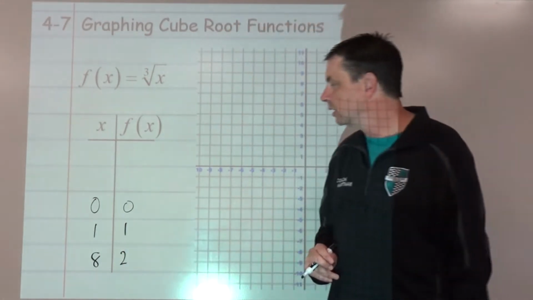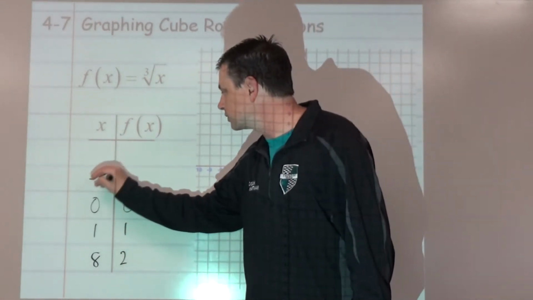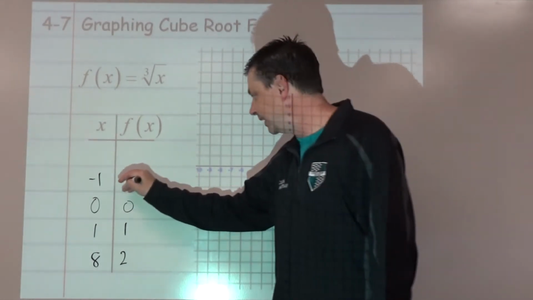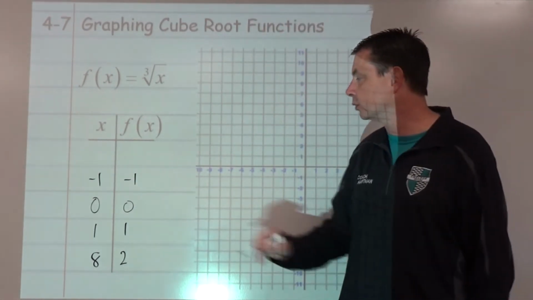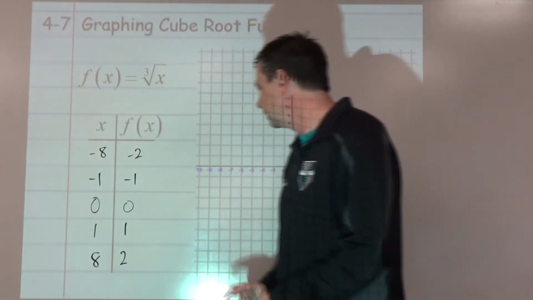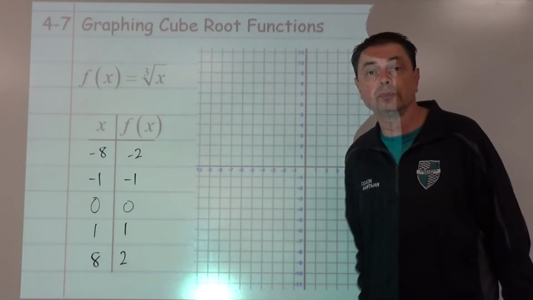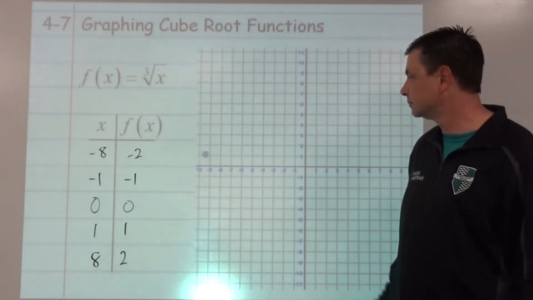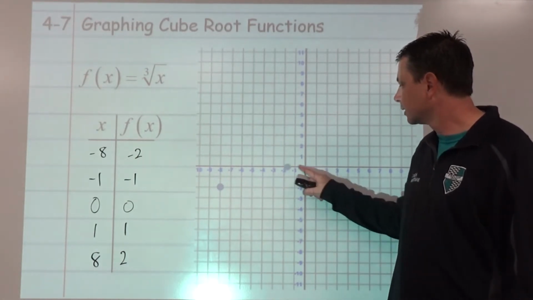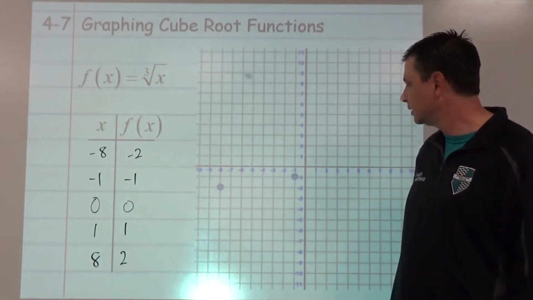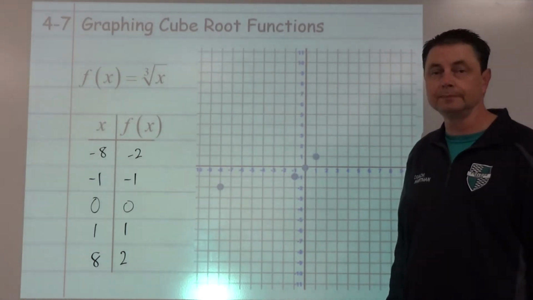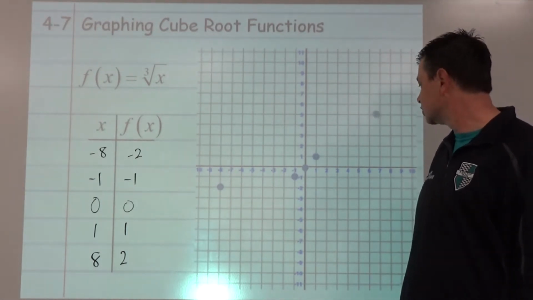And then we can also do these negatives. So the cube root of negative 1 is negative 1. And the cube root of negative 8 is negative 2. Those are going to be the points that we plot. So left 8 down 2, left 1 down 1, 0, 0, 1, 1, 8, 2.